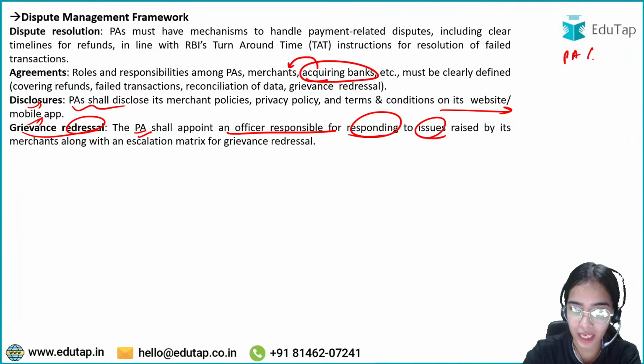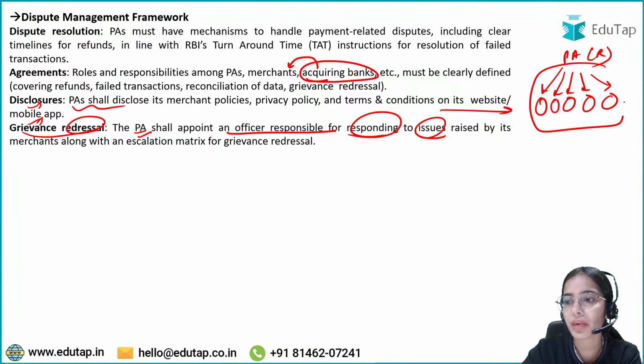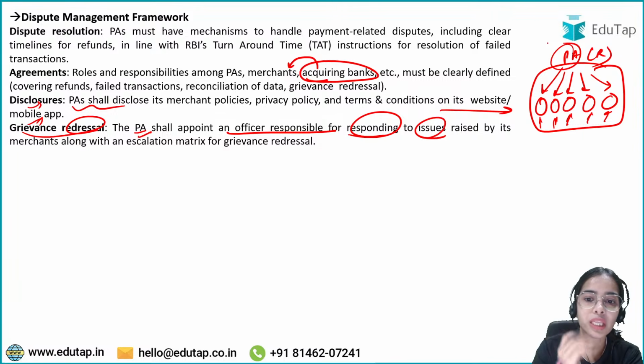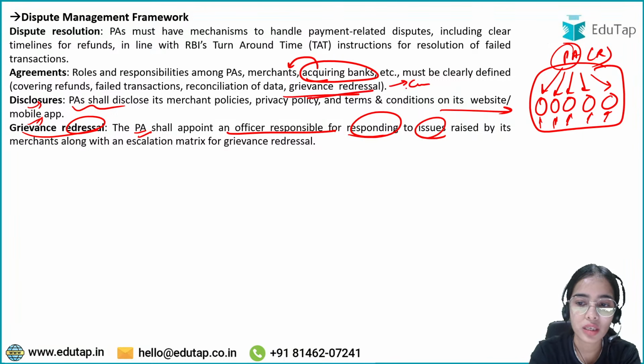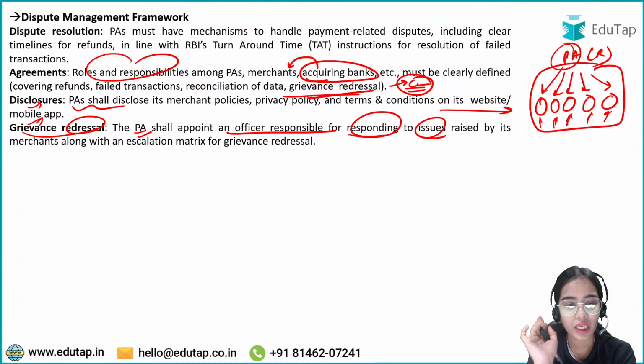So a payment aggregator, that is Razorpay, is working for various merchants, let's say Amazon, Flipkart, Meesho, as well as for stores like DMart and such. So Razorpay should have an officer responsible for responding to the issues raised by the multiple merchants onboarded by this payment aggregator. Now the grievance redressal of the customer will be handled as per the roles and responsibilities laid down in the agreements.